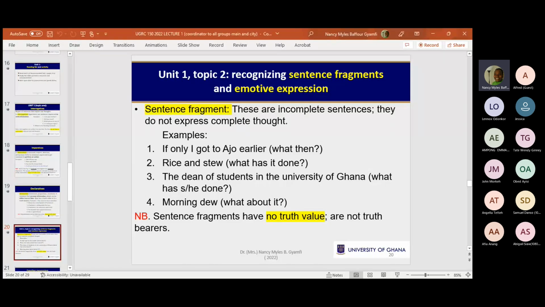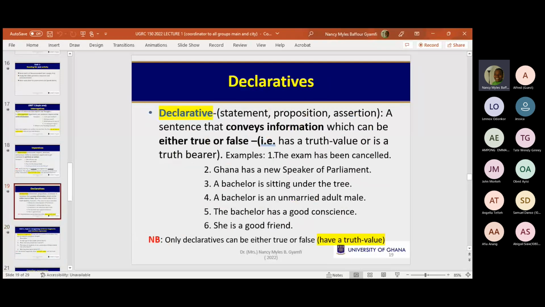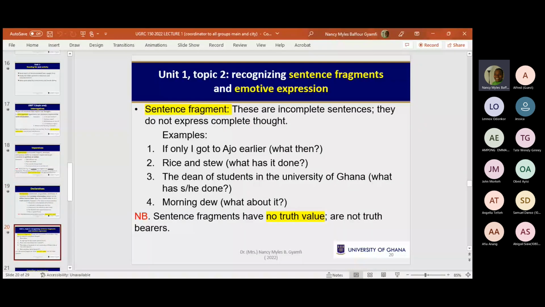Right. So the third one was declaratives. Don't forget, we'll engage declaratives shortly, because there are three types of declaratives. But for now, just remember we've done interrogative, imperative, declarative, and we are moving on to sentence fragment. When you are given a part of a sentence, it is not complete. So it is incomplete.